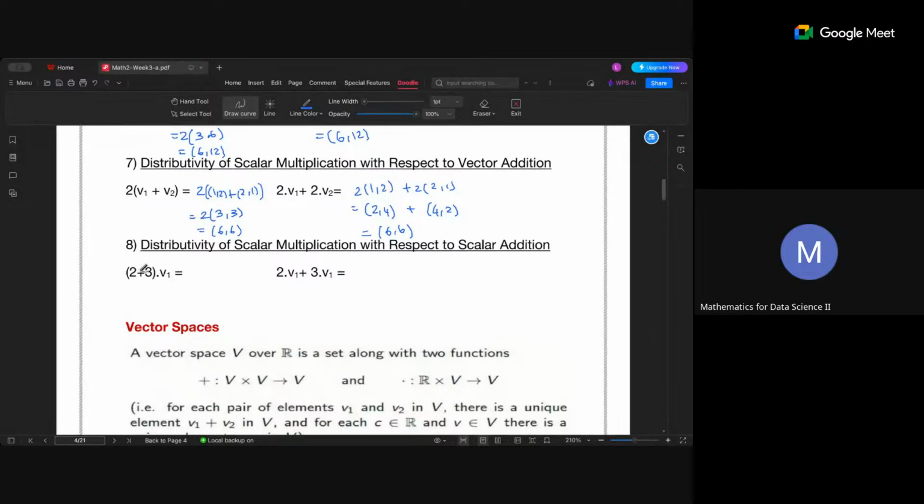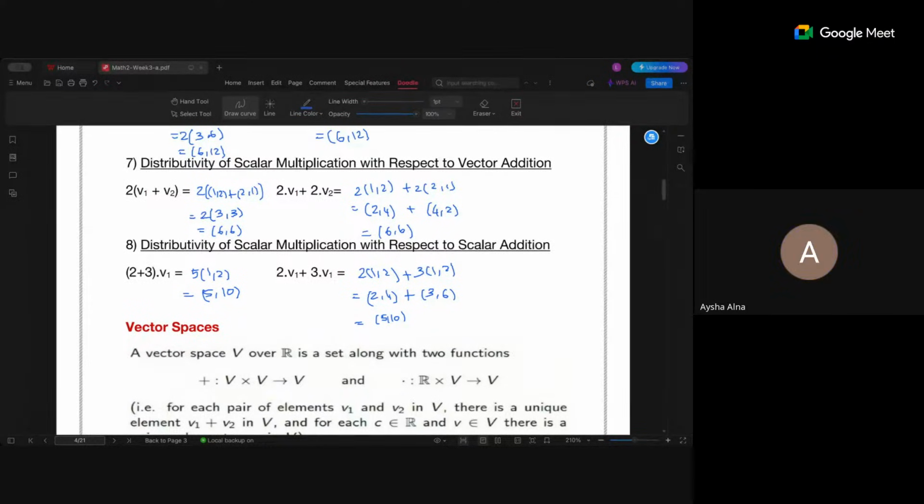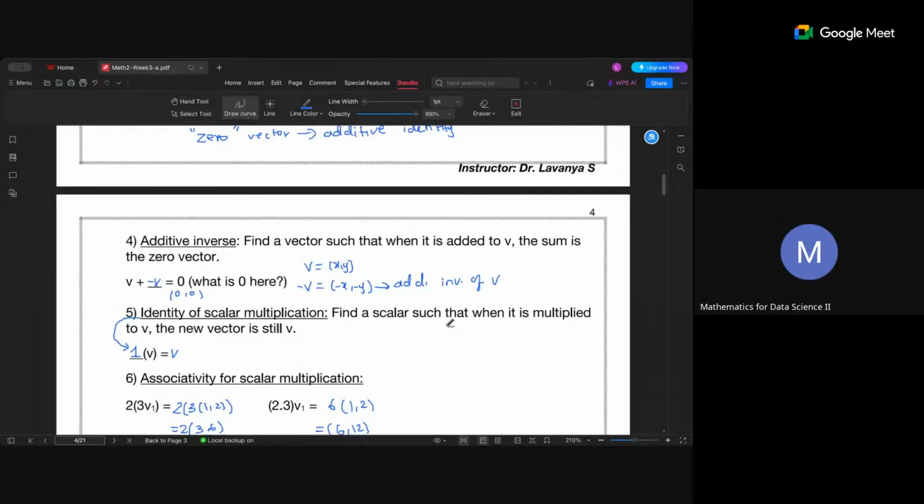Fine. So here 2 plus 3 times V1, which is 5 times V1, is 5 comma 10. And here 2 times 1 comma 2 plus 3 times 1 comma 2 is 2 comma 4 plus 3 comma 6, which is 5 comma 10. Aisha, please ask your question. Ma'am, in the fifth point, what is 1? Is it just a real number or a vector? 1 is a scalar. Scalar, okay.